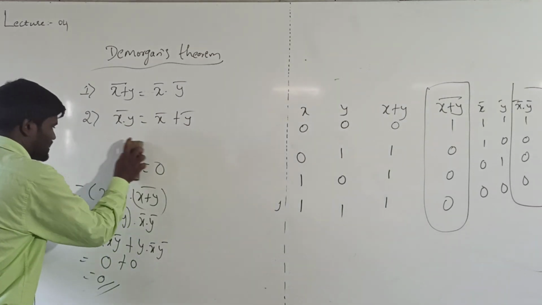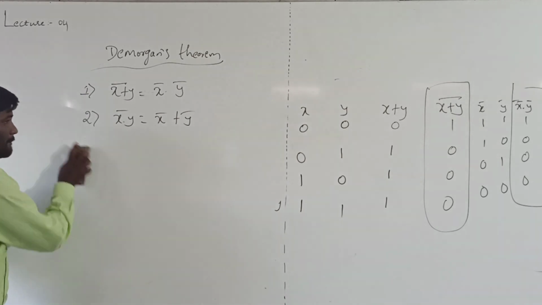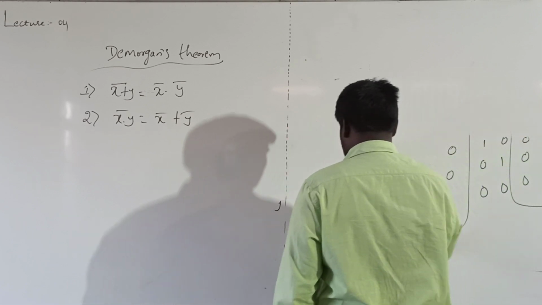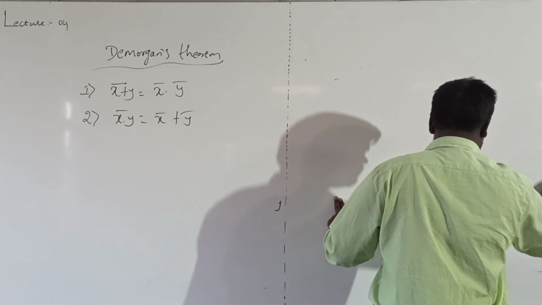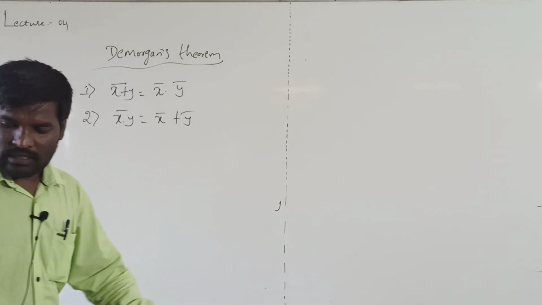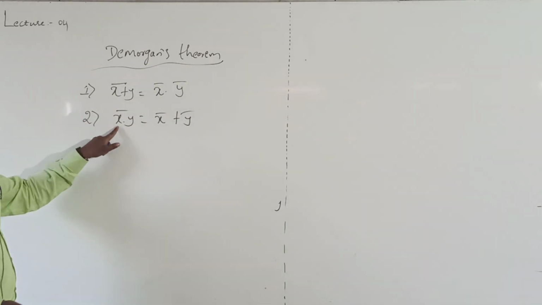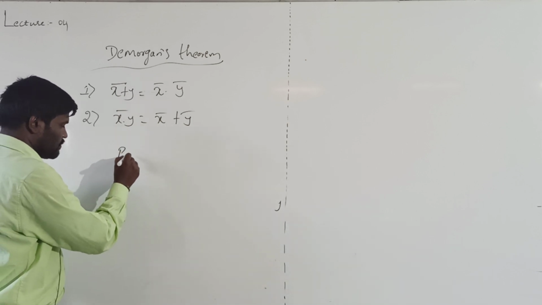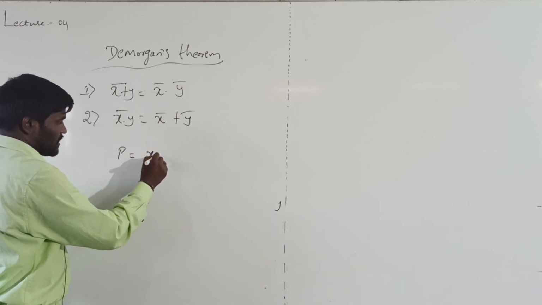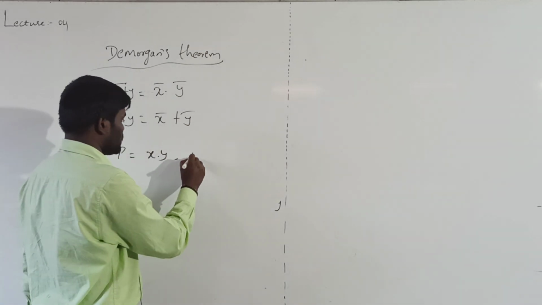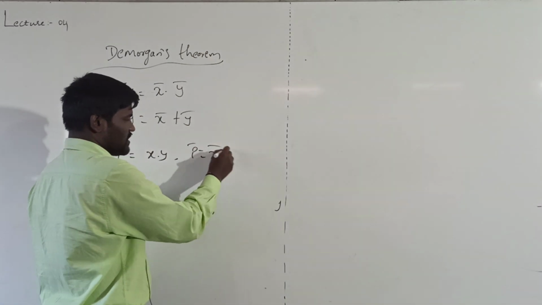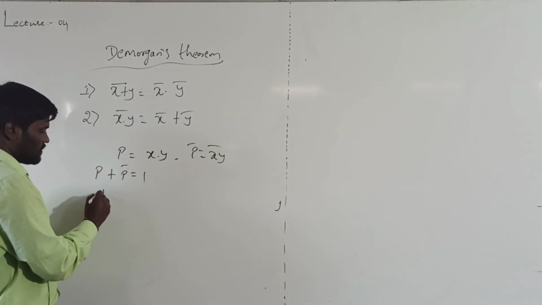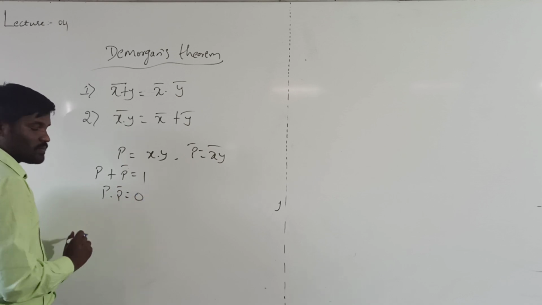In the same way, second one. So second one is x into y whole bar is equal to x bar plus y bar. Again same, p is equal to x into y, comma, p bar is equal to xy whole bar. So you can prove that p plus p bar is equal to 1 and p into p bar is equal to 0.